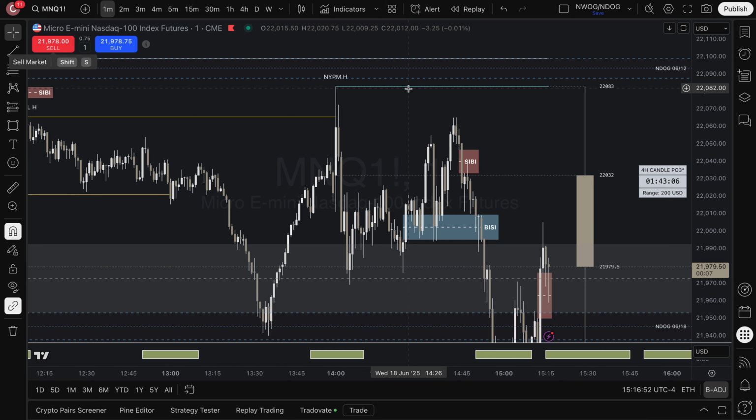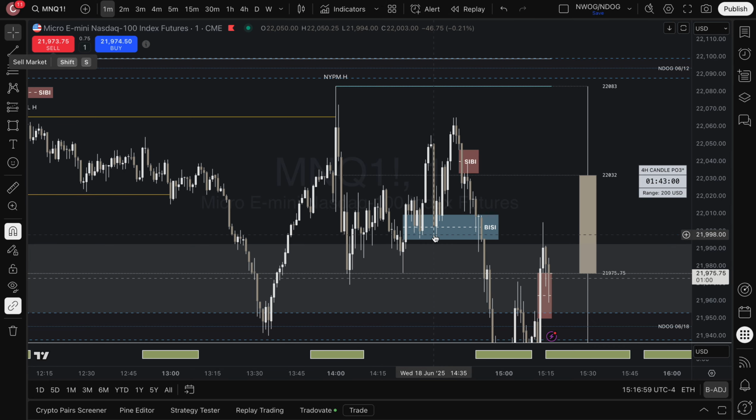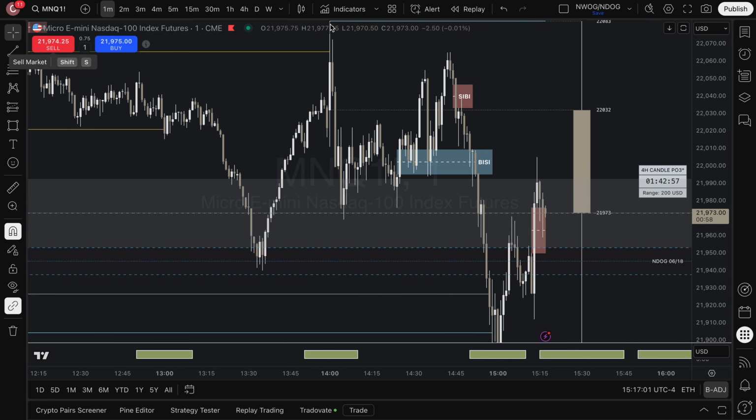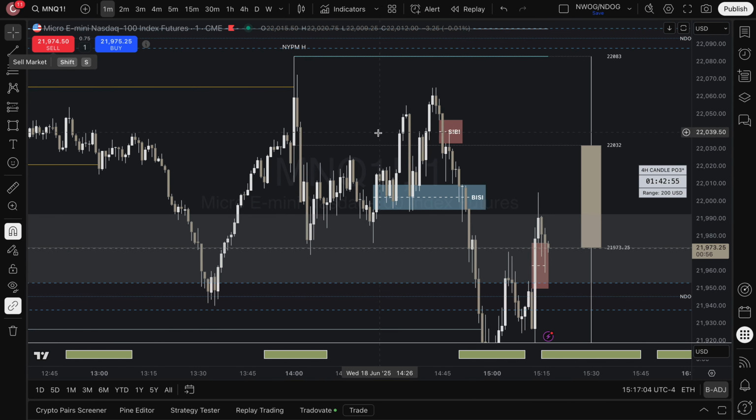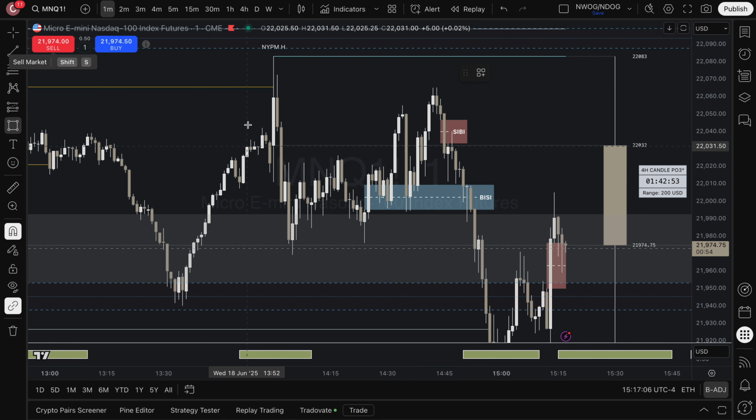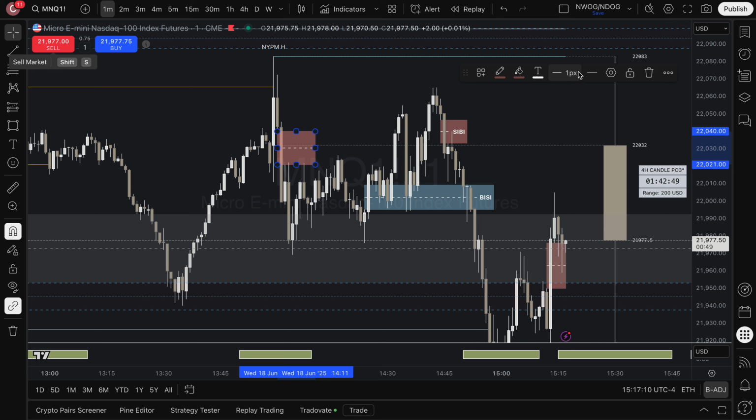Then we start dropping, and usually on FOMC the opposite happens. So if it goes up, it'll usually start to come down, and look what we did. We initially went up, then it came down. So I initially saw this right here.